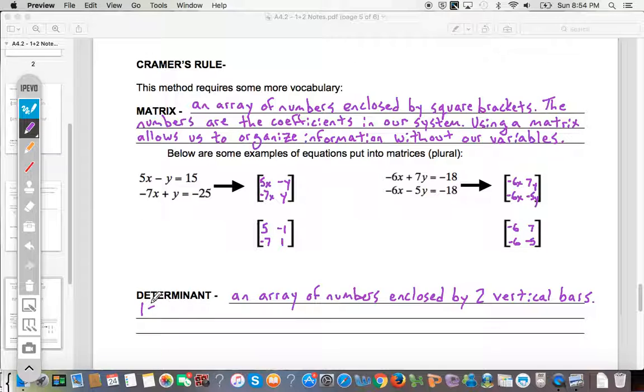Okay? So it is a useful value that can be computed from the elements of a square matrix. Okay, pause the video if you need more time.